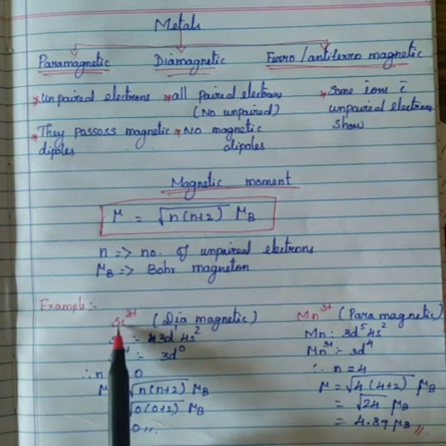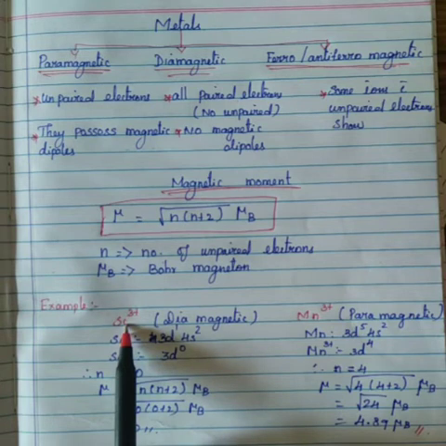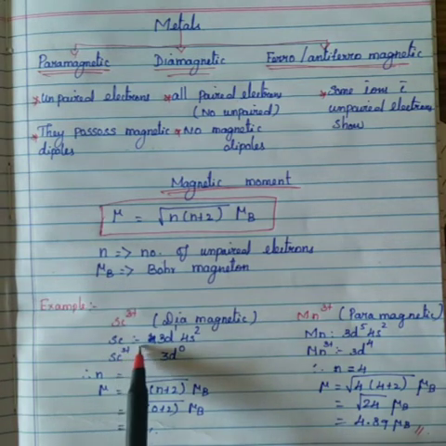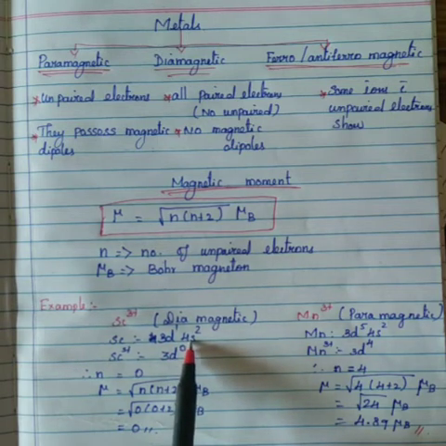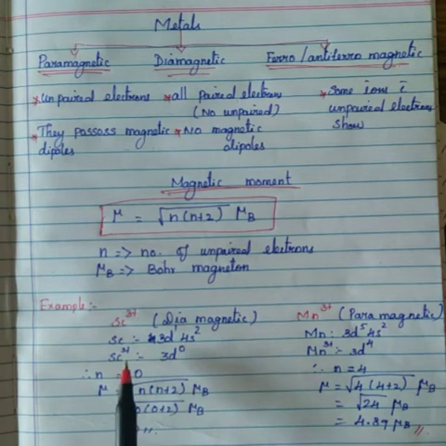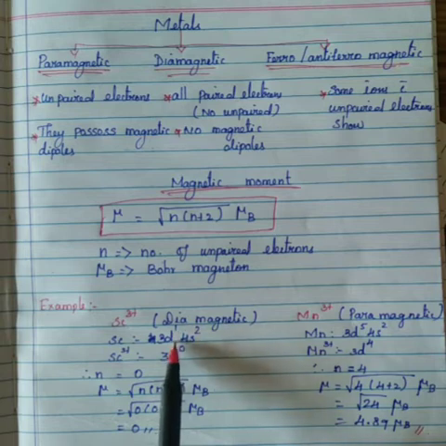So first, for scandium, we have to know the atomic number and outer electronic configuration. Scandium atomic number is 21, outer electronic configuration 3d1 4s2. We studied all these already in this lesson when I started to teach. So scandium atomic number is 21, outer electronic configuration 3d1 4s2.